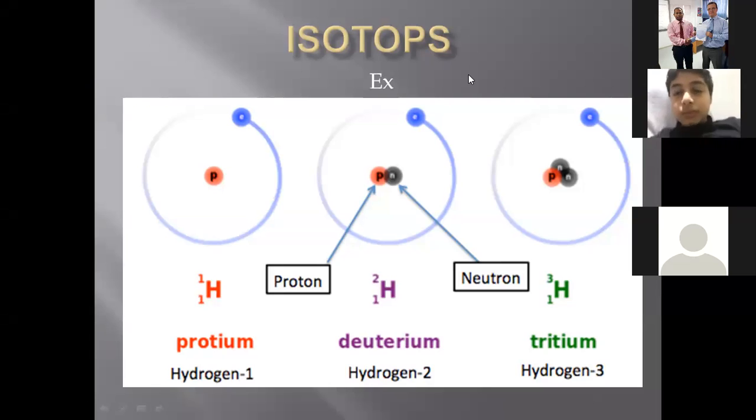We will discuss together what is the meaning of isotope, how you can detect whether you have an isotope or not, and what the uses of isotopes are.